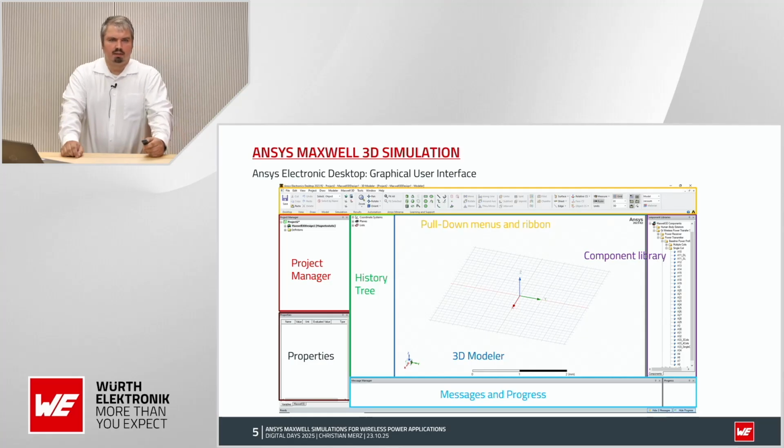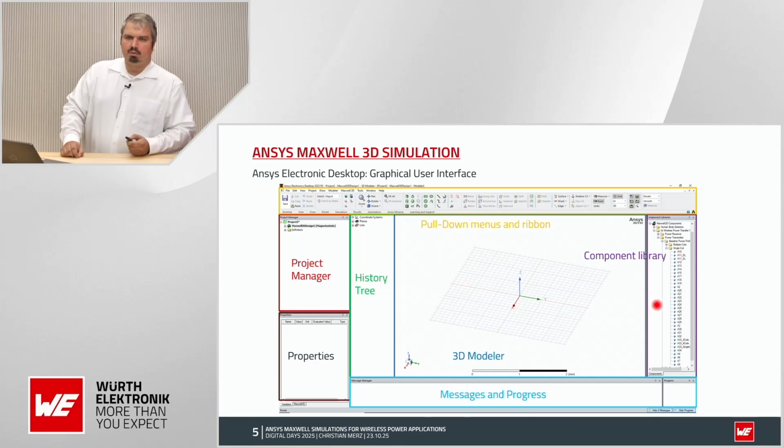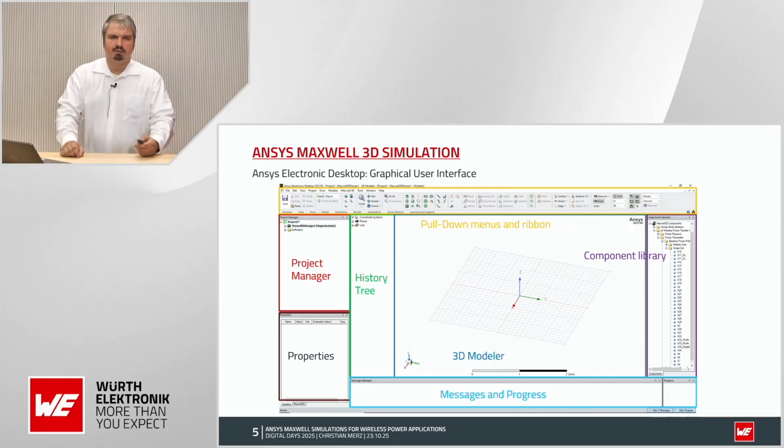Let's first have a look at the graphical interface. At the top you can see the menus. Then at the left side you see the project manager and the properties windows. Then the history tree and the 3D modeler where you can model your coil. At the right side you see a component library where you can find a lot of already finished designs like A10, A11 coils and so on. And at the bottom, you can see the messages and the progress of your simulation.